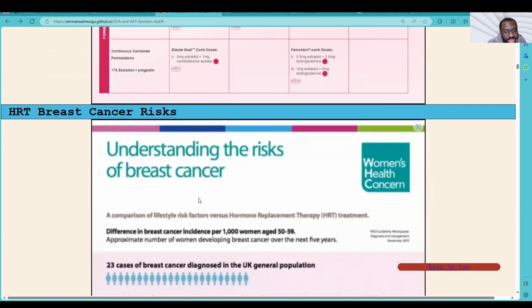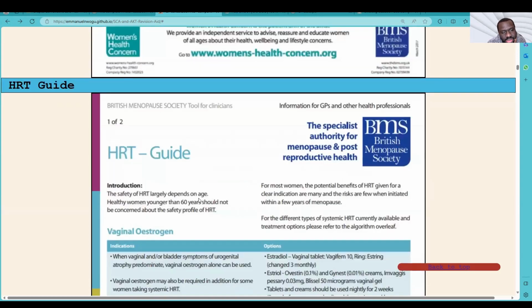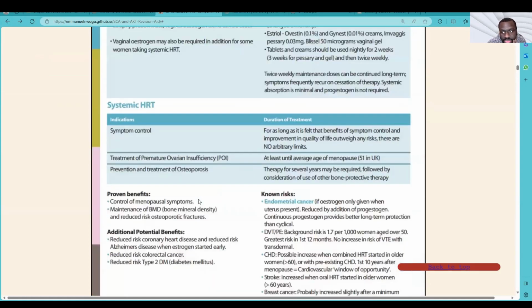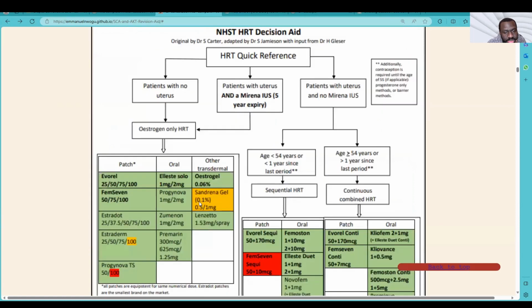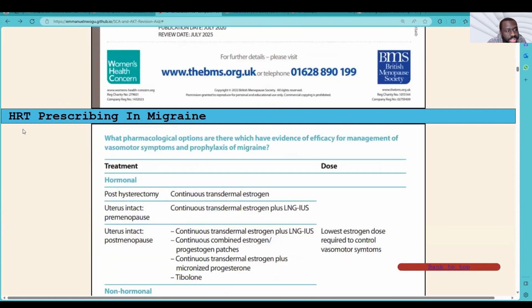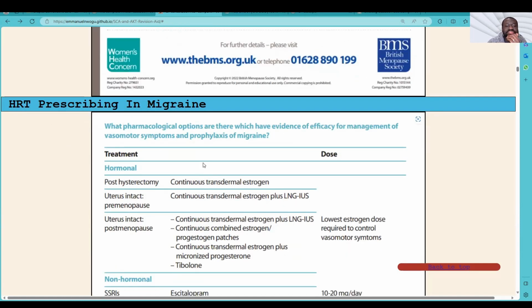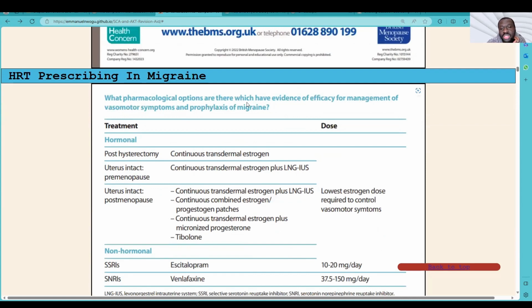We looked at HRT, we looked at the breast cancer side of HRT. We've done that at the beginning. There's something here, HRT prescribing in migraine. So let's read this. What pharmacological options are there which have evidence of efficacy for management of vasomotor symptoms and prophylaxis of migraine?